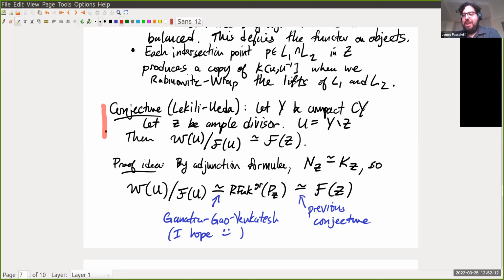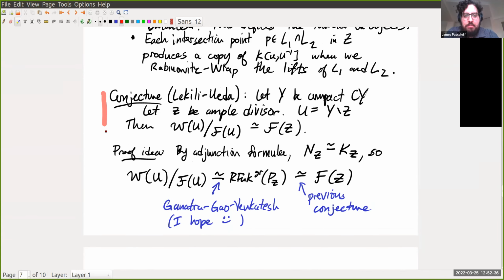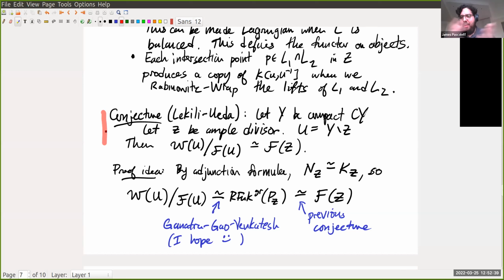So I cite Ganatra, Gelfand, and Kontsevich, I think, some statement like this. I know that there are subtleties that I'm probably messing up here, but this seems to be one of the general expectations for how these things work. So then wrapped mod compact of U is the Rabinowitz Fukaya of this thing I just talked about. And then if the previous conjecture is true, that would be the Fukaya category of Z. So it relates to known stories.